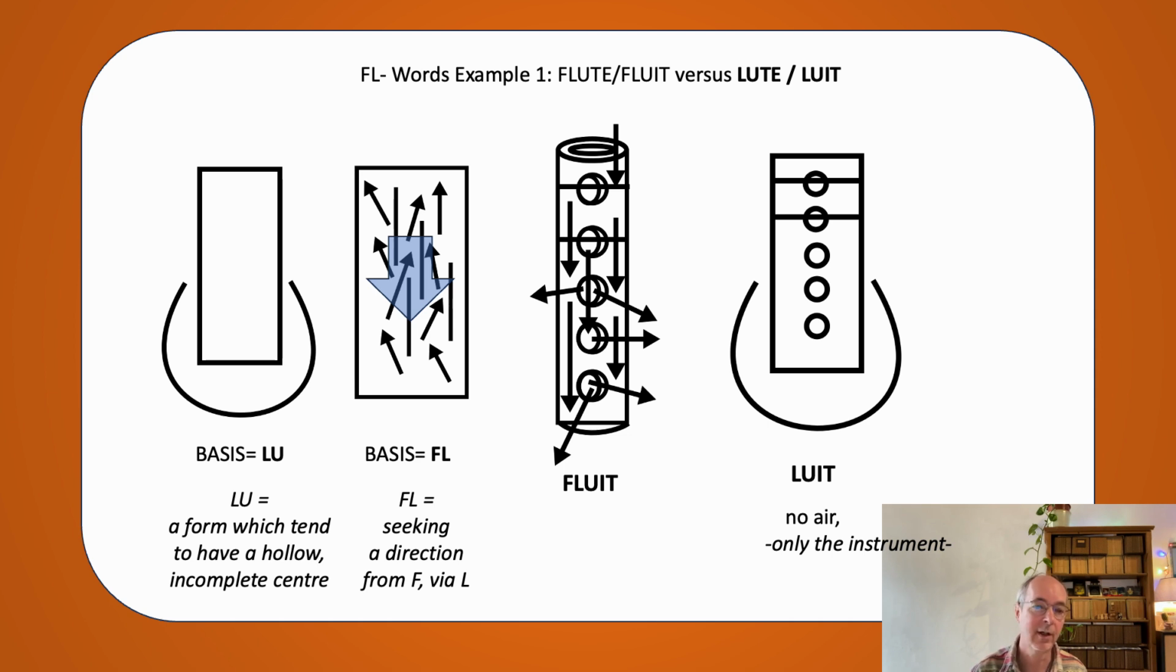And that's why it still has the same structure. Luit and fluit, they have the same structure. But the difference is the starting point. The starting point for the lute is the L with the U, so the form, which has a certain hollowness in it as well, and the T are the distinctions that you make on it. But the flute has the starting point of the air trying to find a direction. And that's the main difference. It's just one letter difference, and it comes out into a completely different object.